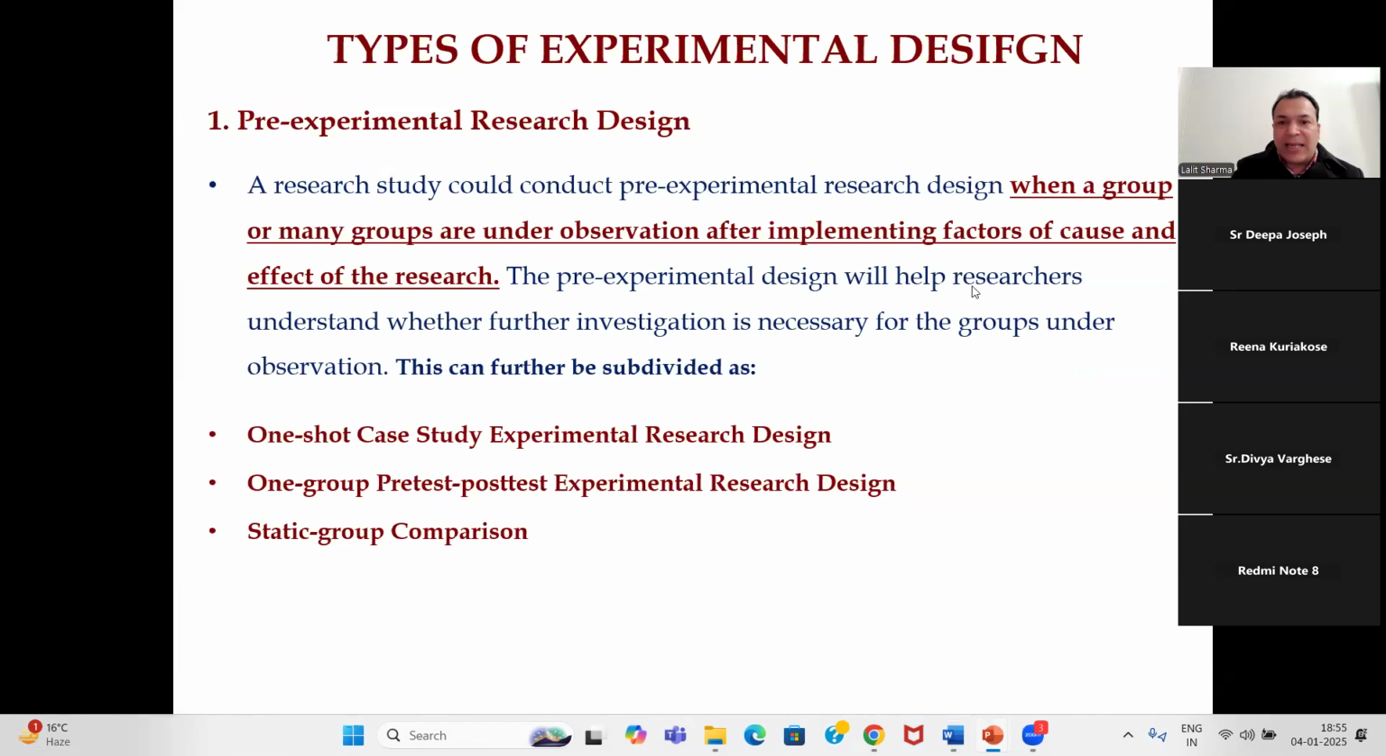The pre-experimental design will help the researcher understand whether further investigation is necessary. Now you have conducted a test. After the test you come to know whether further preparation is necessary or not for the group which is under observation, because all the 30 students you are conducting a test on, they are under observation. So it is simple, right? This is further its part. This can further be subdivided as one-shot case study, one-group pretest-posttest, and static group.